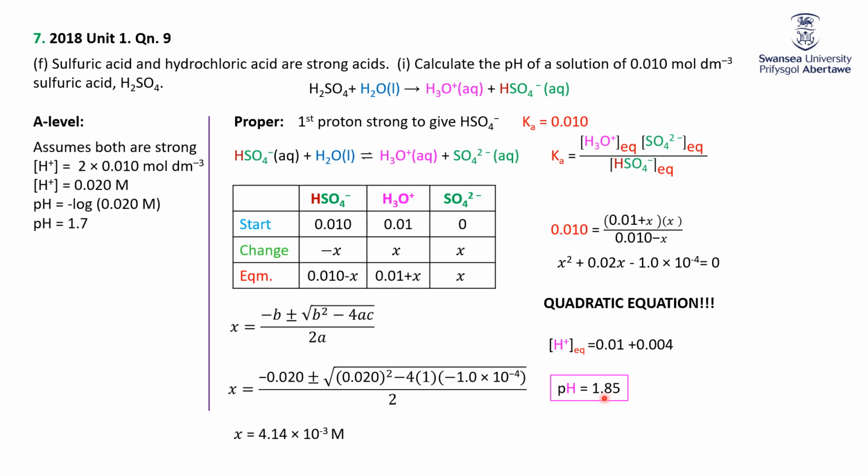So you can see that by taking into account correctly what happens to the HSO4-, you actually get a pretty significant difference between the pHs. Remember, this isn't just a difference of 0.15 because pH is a logarithmic scale. So the H+ according to the silly assumption is 0.02. The H+ according to the correct one is 0.014. So a significant difference between 0.02 and 0.014.